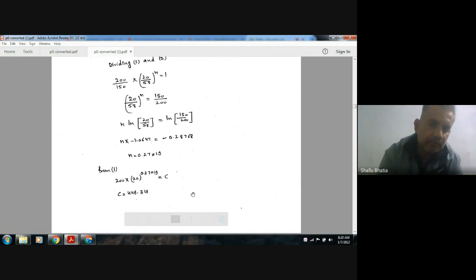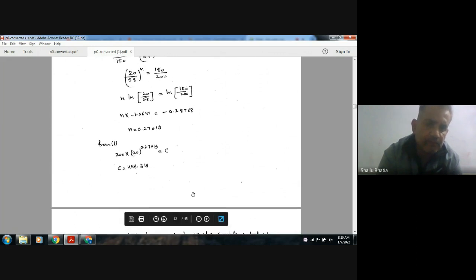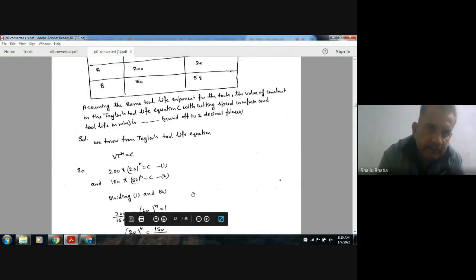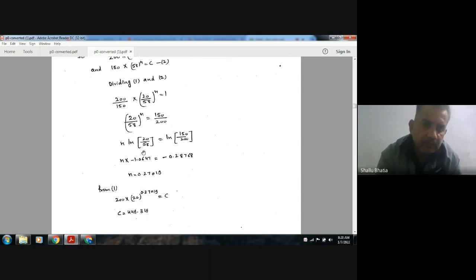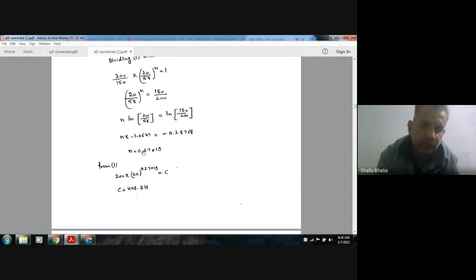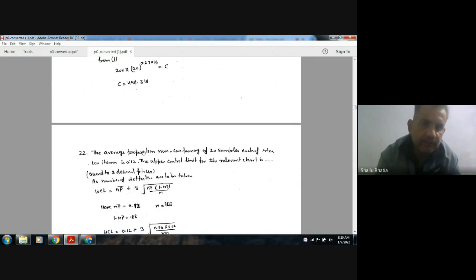Now putting the value of n we can see. Here it is given that for the same tool life, the exponent for the tools and the value of the constant are the same. It means the value of exponent, n, is the same and the value of constant, C, is the same for both. So n is 0.2709 and C is 449.319.